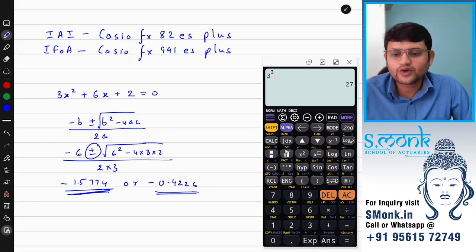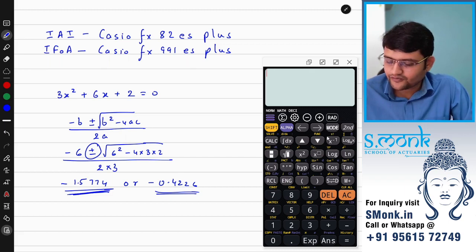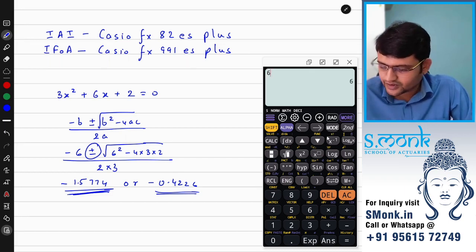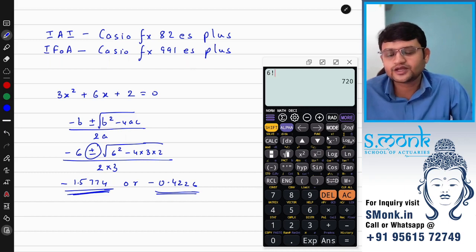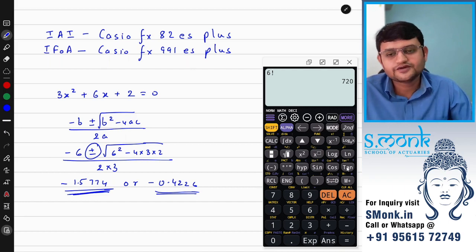So whenever I want to access anything written in yellow, I'll press first shift and then the button and I will get the things written in yellow. Like you can see here, I have a factorial that is written in yellow above x raised to minus 1. So if I want to find what is 6 factorial, I'll press shift 6, shift and then x raised to minus 1 button and you can see I have 6 factorial. That gives me 720.